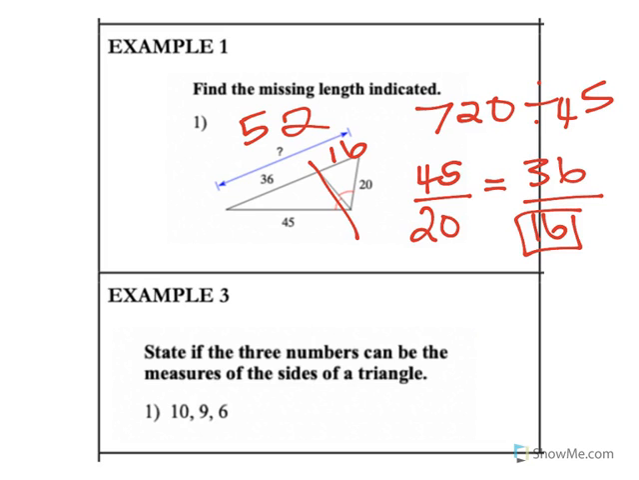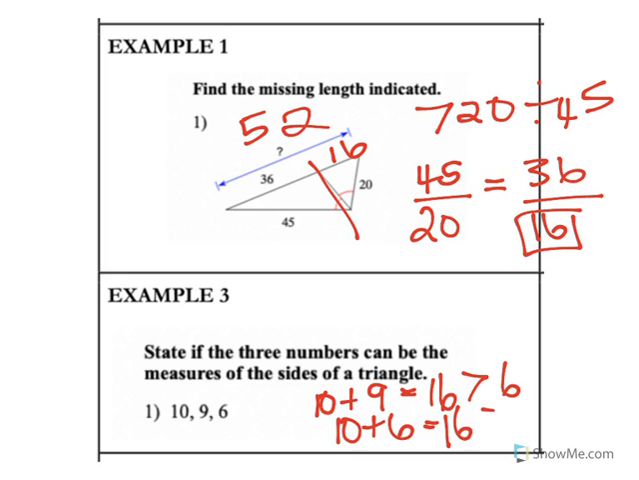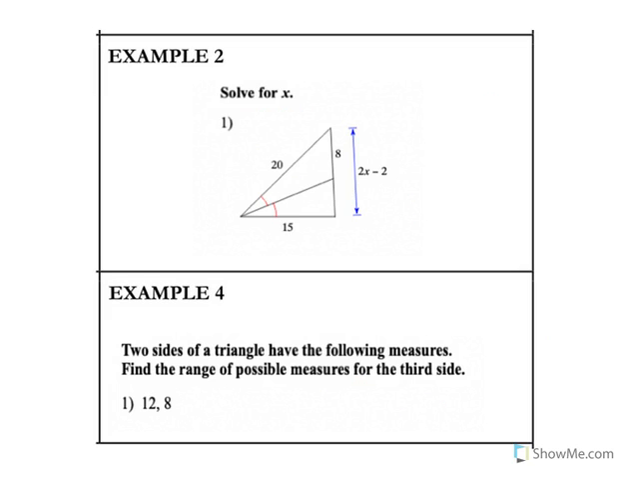Example 3 says, state if the three numbers can be measures of the sides of a triangle. So remember, we stated that two sides added together needed to be greater than the other side. So let's try it. 10 plus 9 is 19. That's definitely greater than 6. 10 plus 6 is 16, which is greater than 9. 9 plus 6 is 15, which is greater than 10. So yes, this is a triangle based on the fact that the two sides added together are larger than the third side. Let's look at another example.